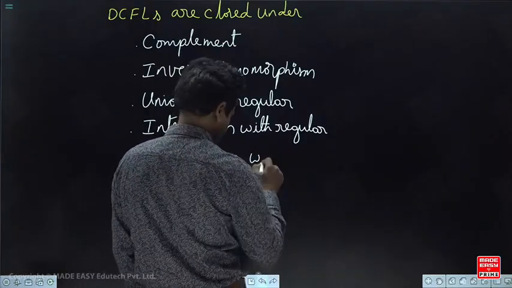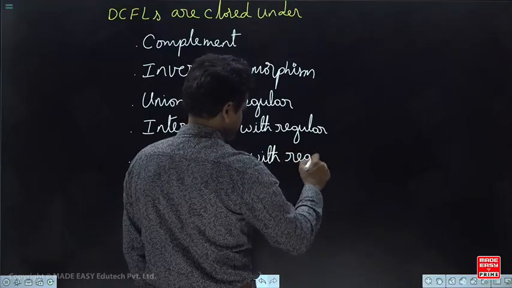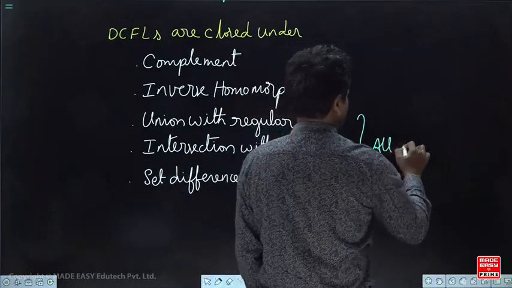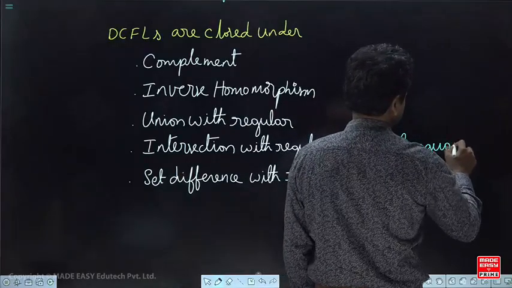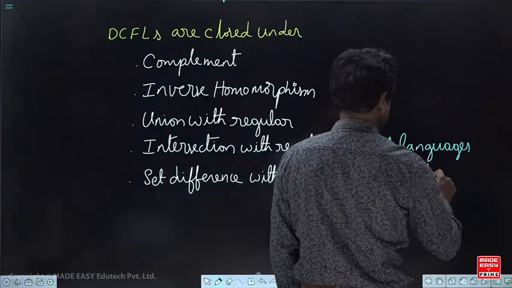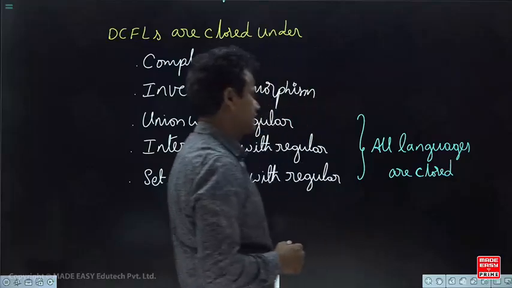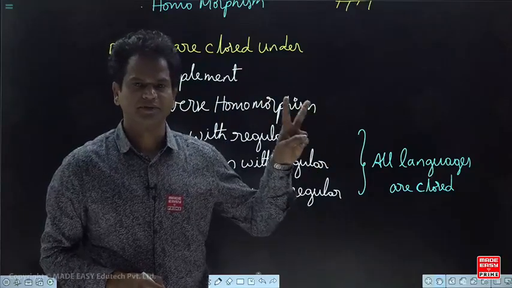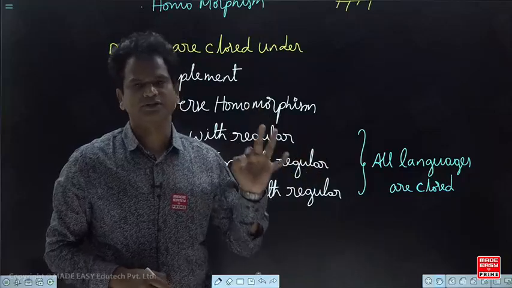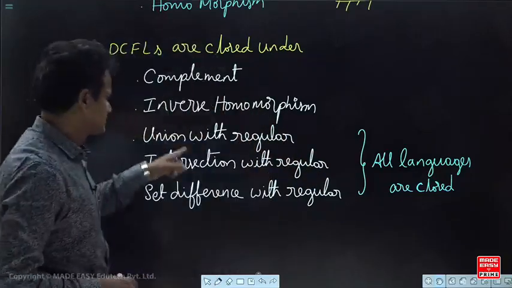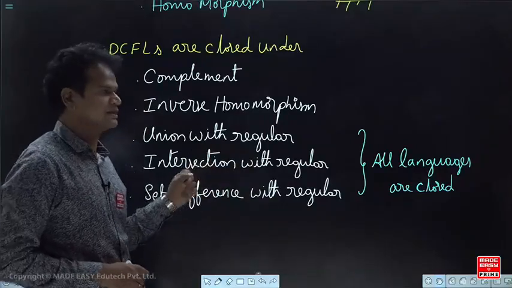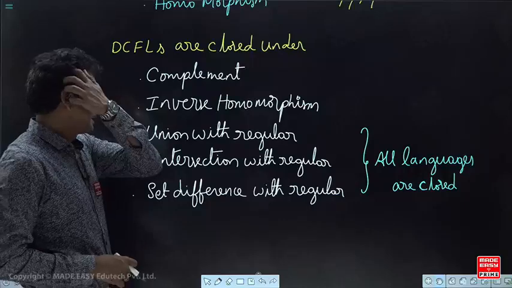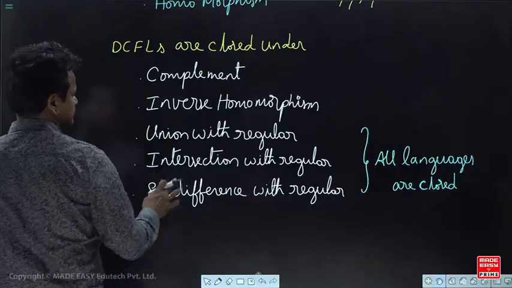So guys, all languages are closed under these three. All languages are closed. Okay. So DCFLs, you just remember, they are closed under only two operations: complement and inverse homomorphism. Of course, these are closed. You need not remember them because every language is closed. Specially, you need not remember: union with regular, intersection with regular, set difference with regular. So, if L is DCFL, L complement is also DCFL. Complement closed.